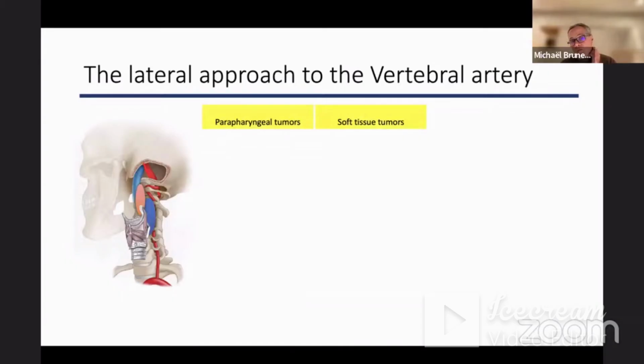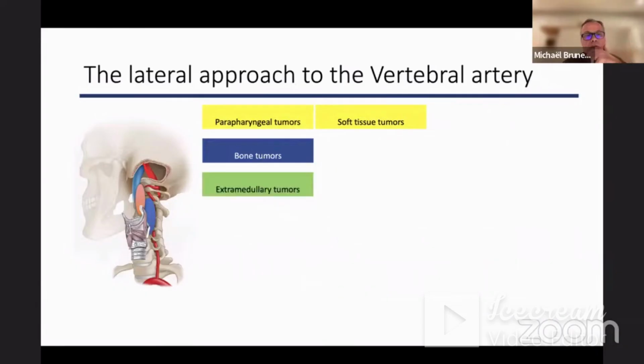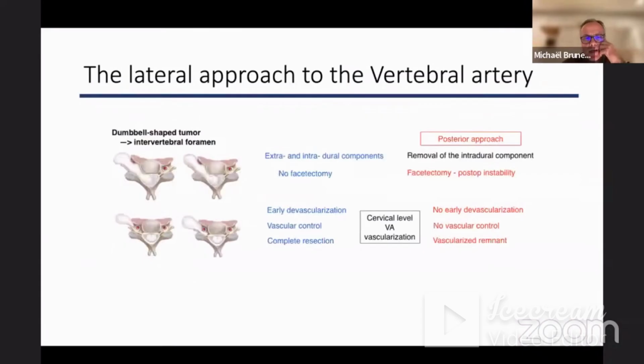So what type of tumor can you treat with the lateral approach to the vertebral artery? Many tumors: parapharyngeal tumors, soft tissue tumors, bone tumors. There are a wide variety of bone tumors, primary ones, but also metastases, secondary ones. You also have extramedullary tumors. Those are the type of extramedullary tumor extremely interesting to treat with a lateral approach, meaning not the ones which are purely intradural, but the ones which are, for example, dumbbell shaped.